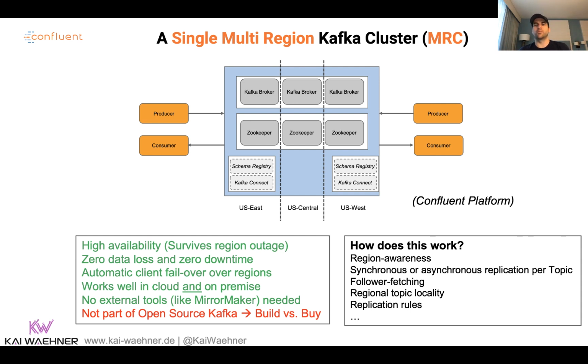And therefore it's also possible to do this without having to change the physics under the hood, which of course we cannot change. It has additional features like fetching from follower that you only consume from the local Kafka broker and not from the remote Kafka broker. This is huge because it reduces cost and latency a lot. We have regional topic locality and also different replication rules. So there's a lot of things under the hood. And this in the end helps you to build one single multi-region Kafka cluster for zero downtime and zero data loss.